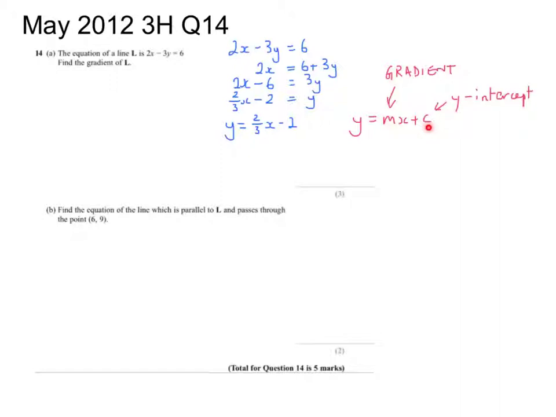So in this case the coefficient of x is m, so that's the 2 over 3 here, so that's the gradient. So the gradient is 2/3.